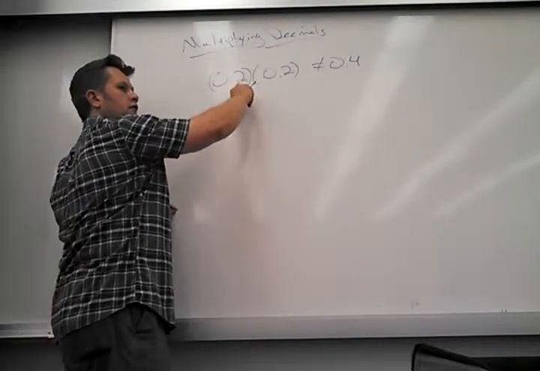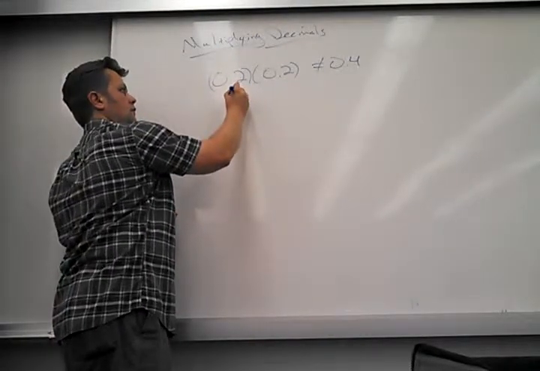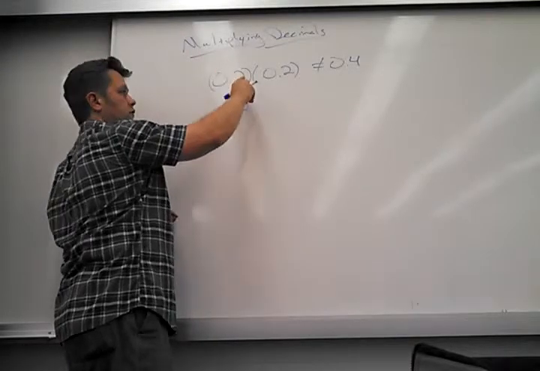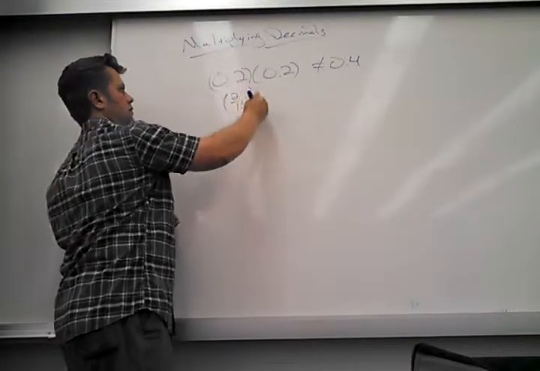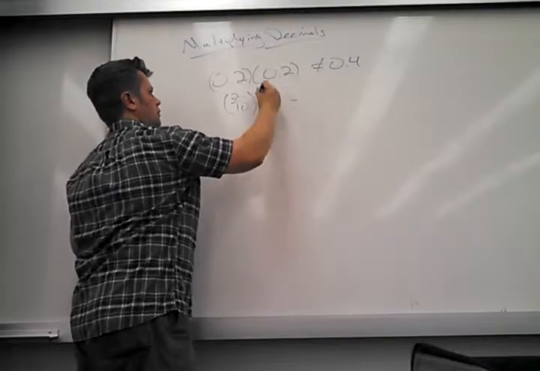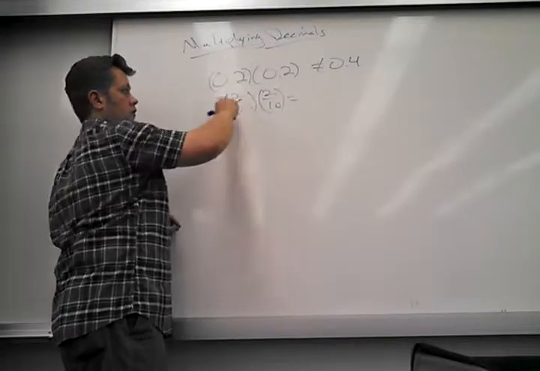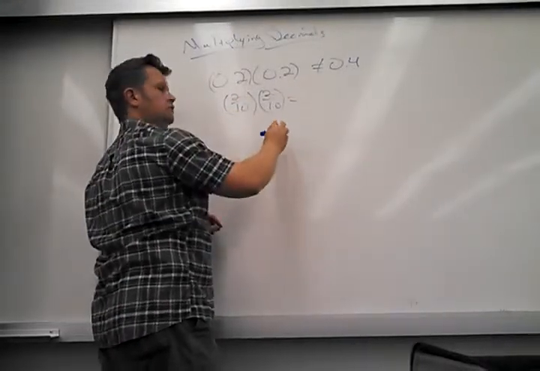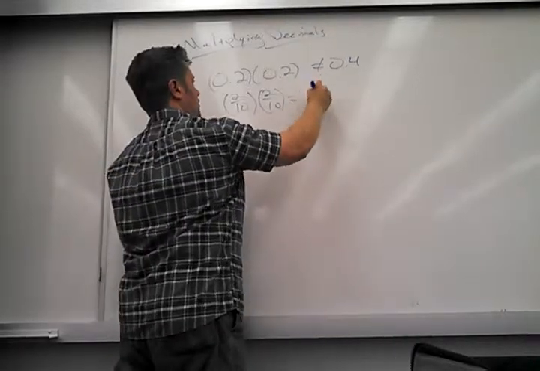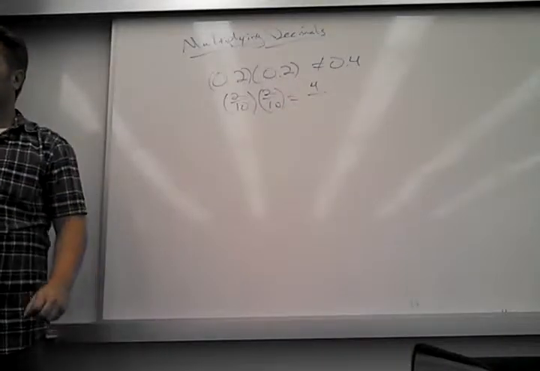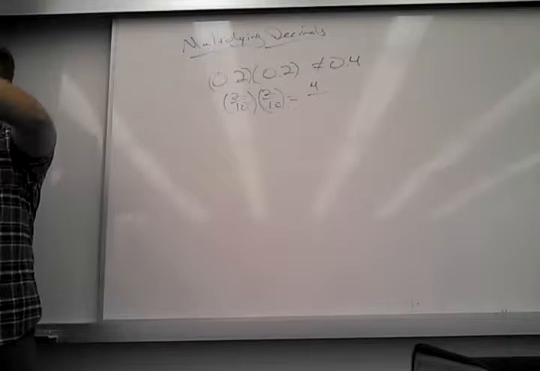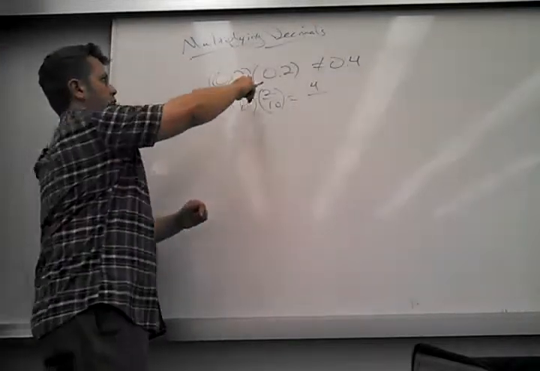How do I write this as a fraction? 2 tenths. Good. Careful. 2 tenths times 2 tenths would be 4 over 100. Good. I'm multiplying, so I got to multiply across.